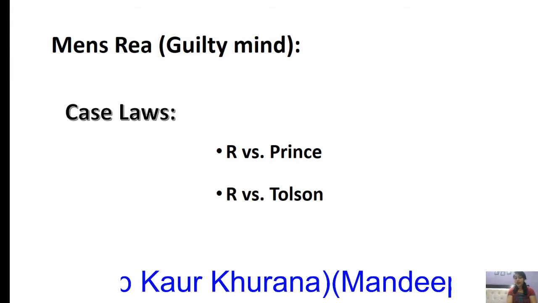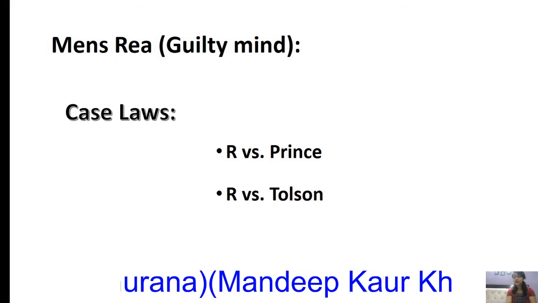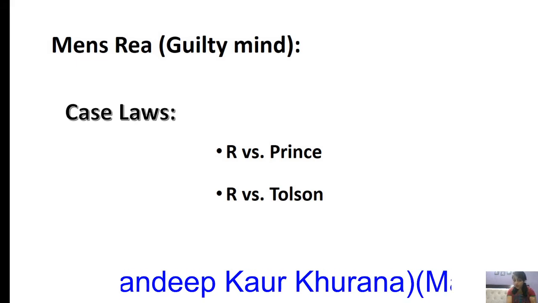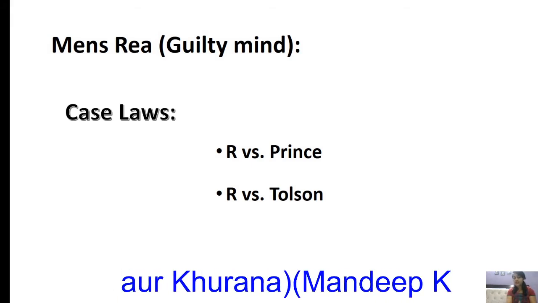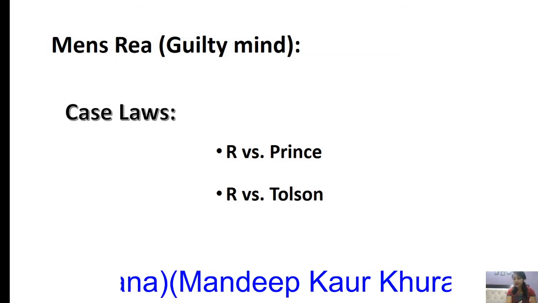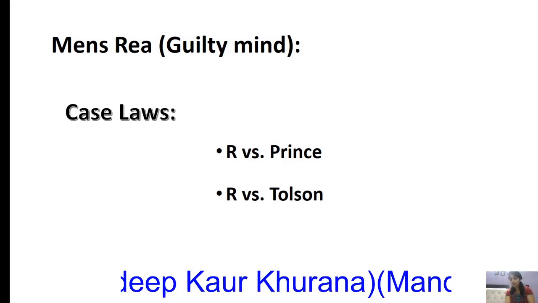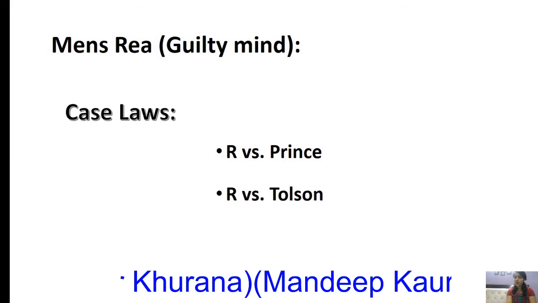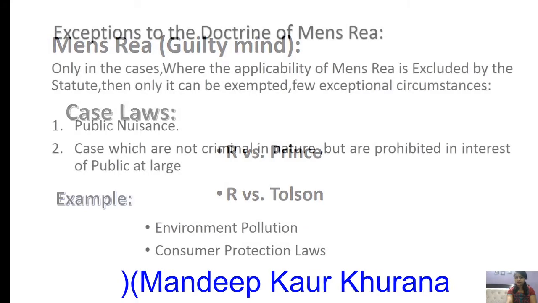In this case, the court held that Mrs. Tolson did not have the intention to commit bigamy, but circumstances were like that, that without any intention she performed the second marriage. So in this case, there was absence of mens rea, and what she did, she did in good faith. Okay, so her second marriage was held valid and she got no punishment, she was released.